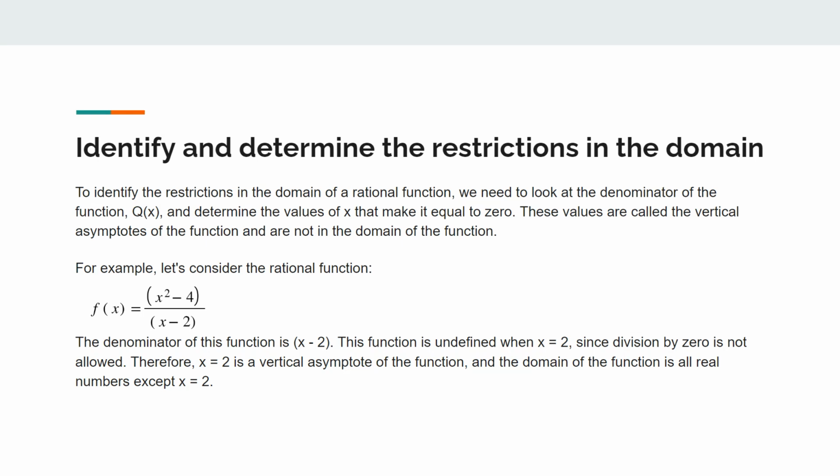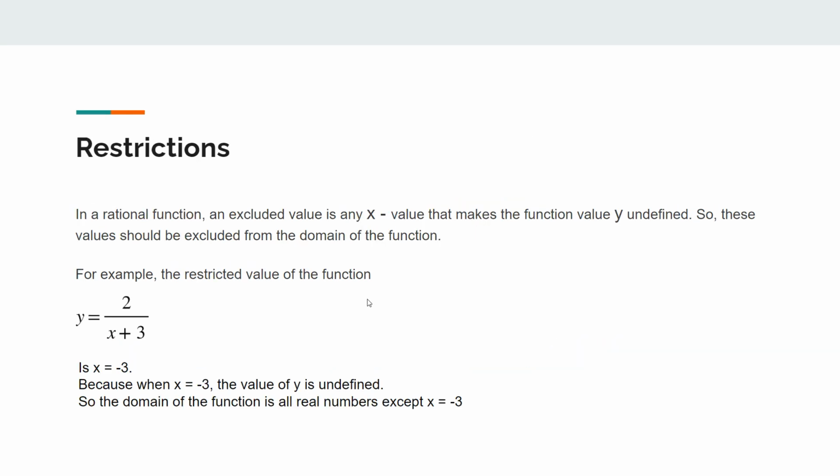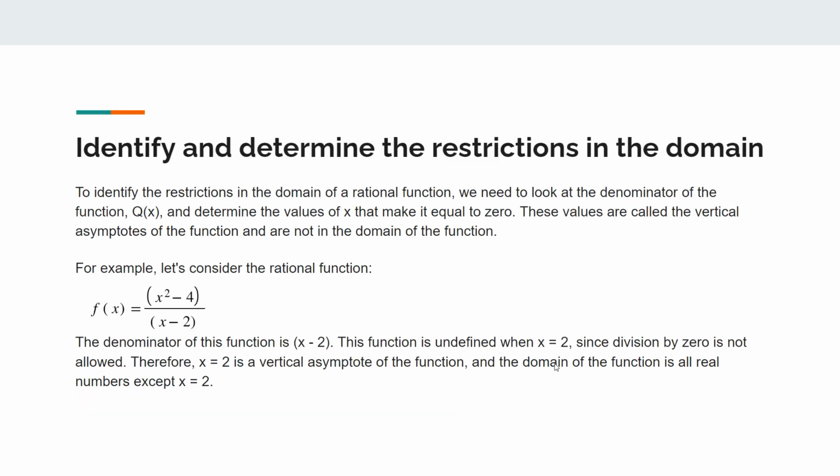For example, let's try to find the vertical asymptote. F of x equals x squared minus 4 over x minus 2. The denominator of this function is x minus 2. This function is undefined when the denominator equals 0, so x equals 2 makes this function undefined. Since division by 0 is not allowed, the restriction x equals 2 is also the vertical asymptote, and the domain of the function is all real numbers except x equals 2. So that's how you identify and determine the restriction.